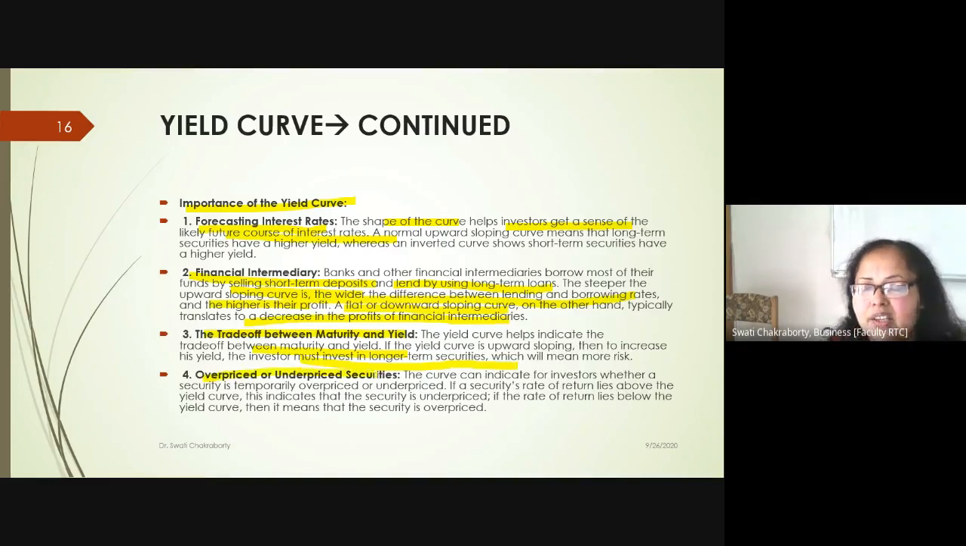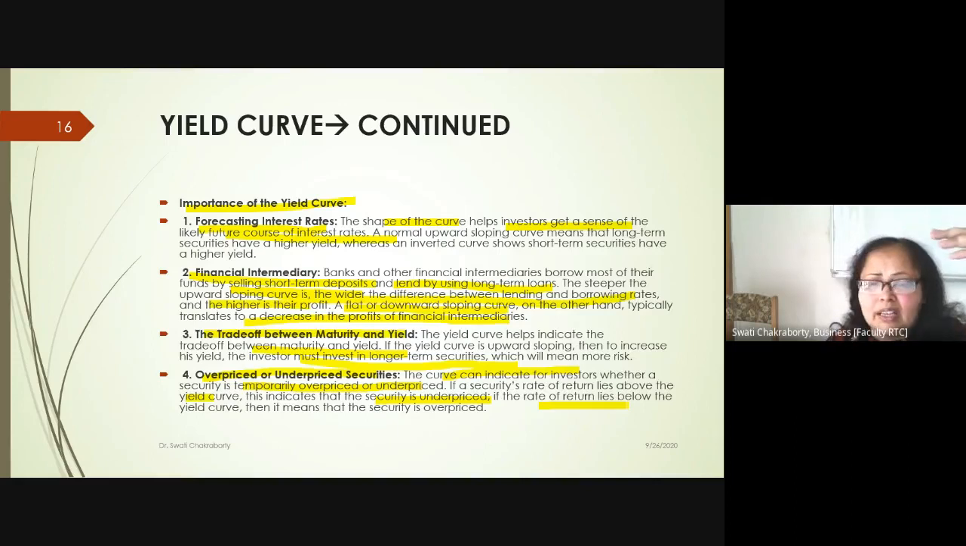Overpriced or underpriced securities. The yield curve also indicates to the investors whether a security is temporarily overpriced or underpriced. And what happens is, if the rate of return from a particular security, the actual rate, lies above the yield curve, what does that mean? That security is underpriced because the yield curve is much less than the actual rate, right? Whereas on the other hand, if the rate of return is below the yield curve, right? So what does that mean?